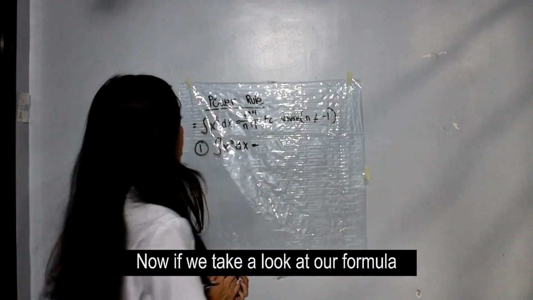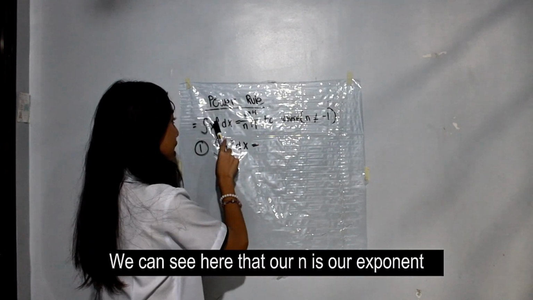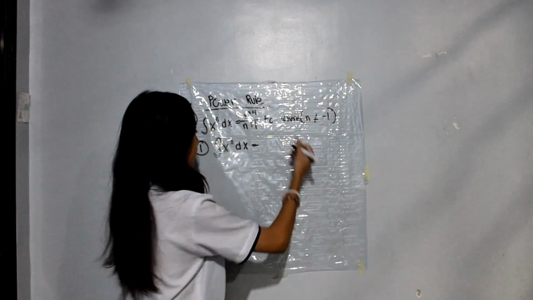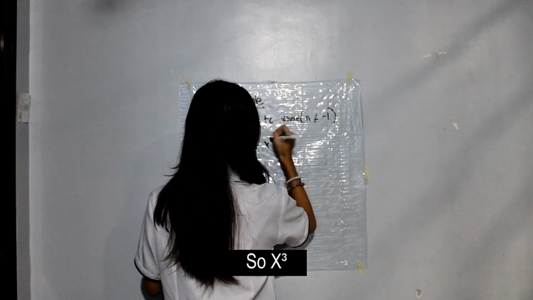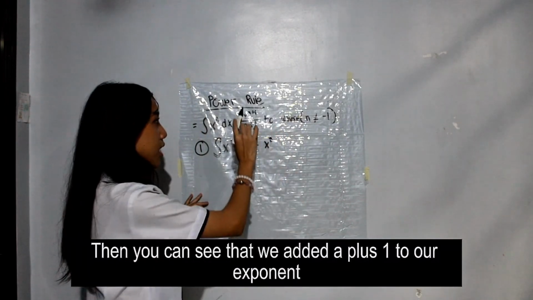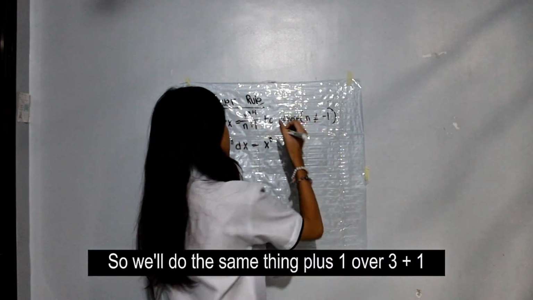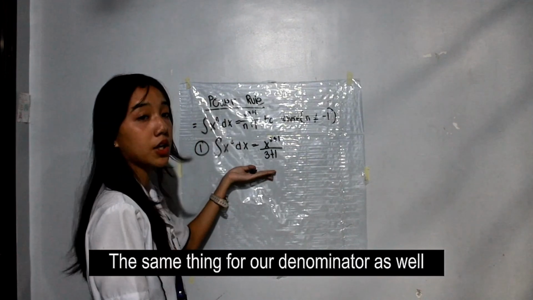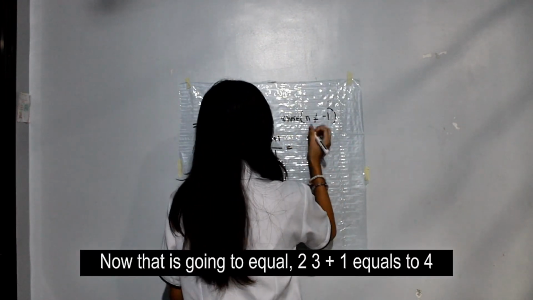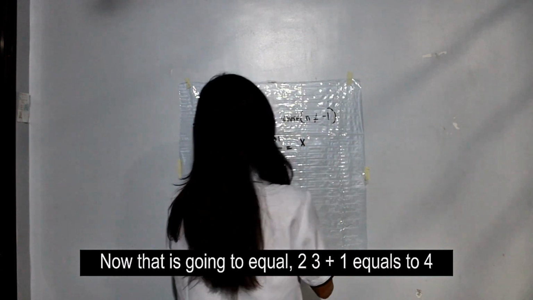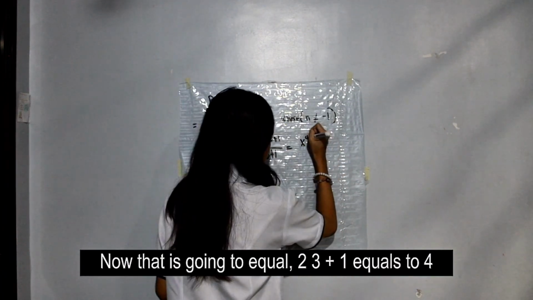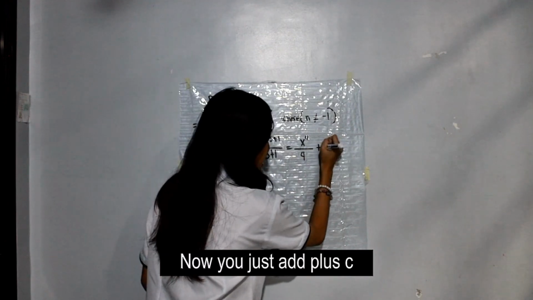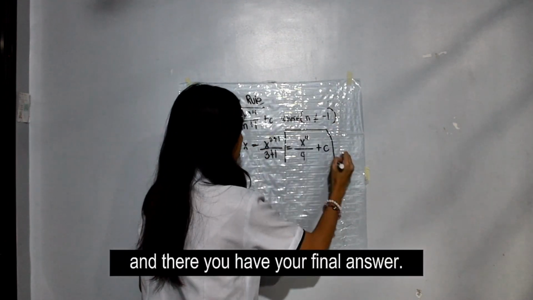Now, if we take a look at our formula, we can see here that our n is our exponent. So in this case, our n would be the 3. So x cubed. Then we can see that we added a plus 1 to our exponent. So we'll do the same thing. Plus 1 over 3 plus 1. The same thing for our denominator as well. Now that is going to equal 3 plus 1 equals 4. 3 plus 1 is equal to 4. Now you just add a plus c, and there you have your final answer.